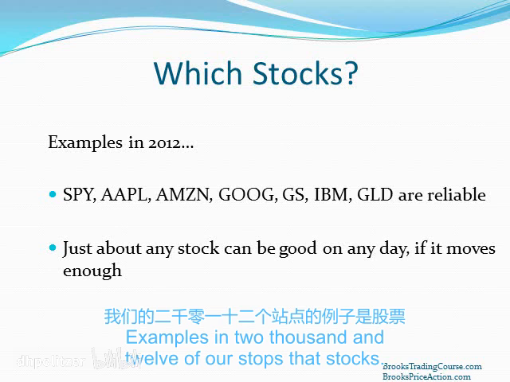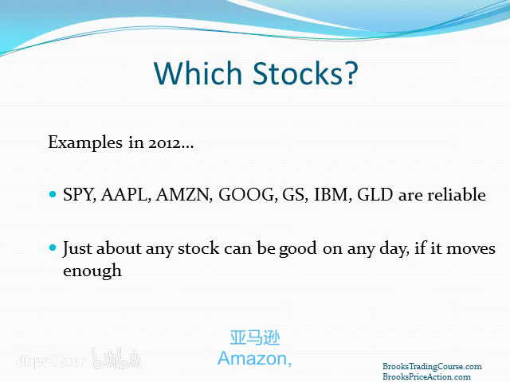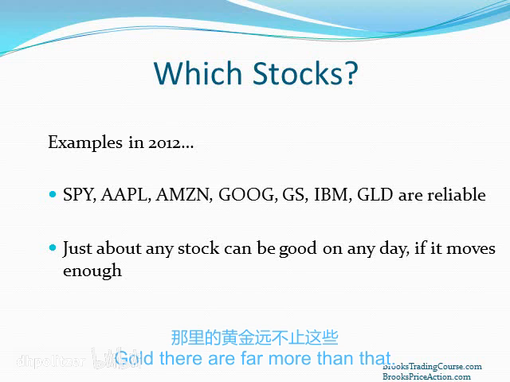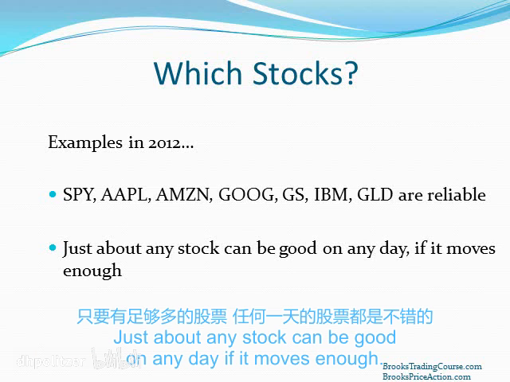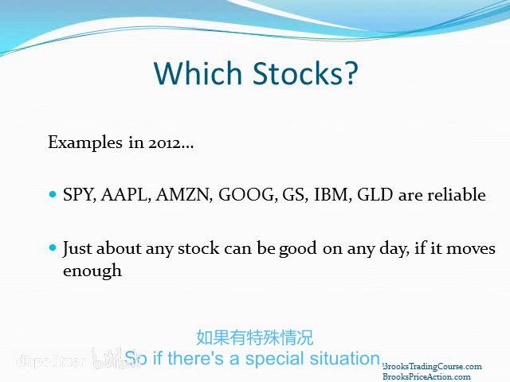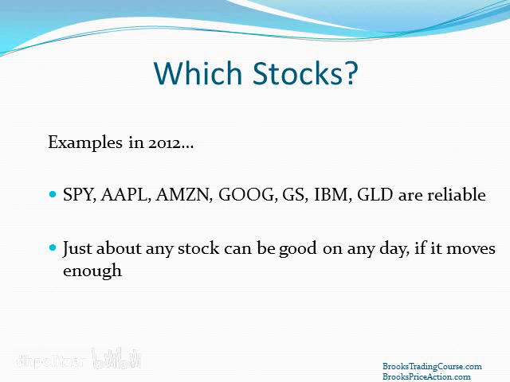Examples in 2012 of stocks that have very reliable options: Spider, Apple, Amazon, Google, Goldman Sachs, IBM, Gold. There are far more than that, but those are the ones that I look at pretty regularly. Just about any stock can be good on any day if it moves enough. So if there's a special situation, some news event, some very boring stock can suddenly have very big daily ranges and huge volume in the options.